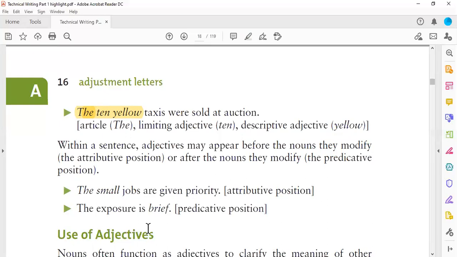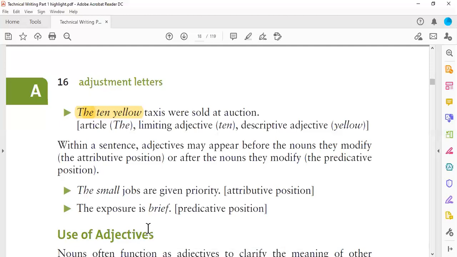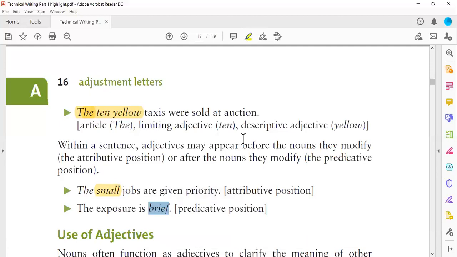Okay, so attributive adjectives, you know, are the adjectives that come before the noun. And the predicative adjectives are the adjectives that come after the noun, okay? It's like the subject complement, if you remember, that we discussed before. All right.